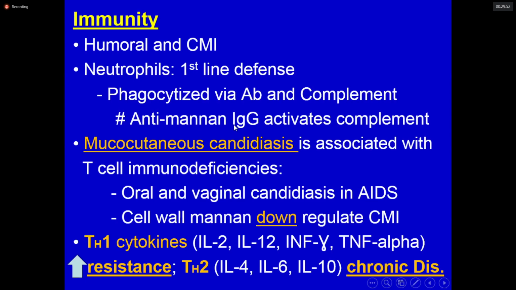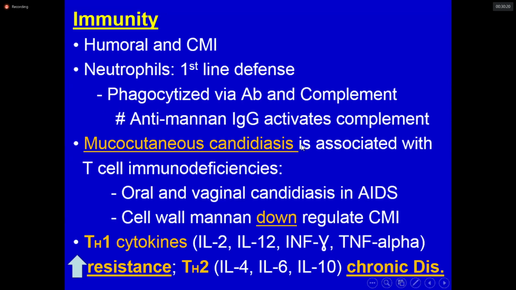Anti-Menin IgG activates the complement. Antibodies, which are produced against the Menin of the Candida albicans, or glucomenin, you can say, of IgG type, can activate the complement. Antigen antibody, then complement will be activated. The candida is the antigen. The antibody, when present, complement will be activated.